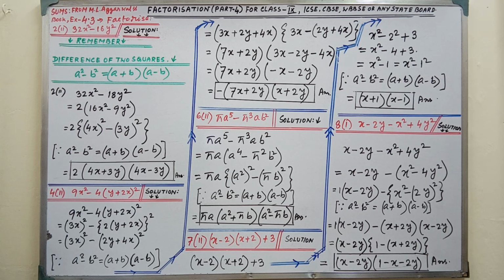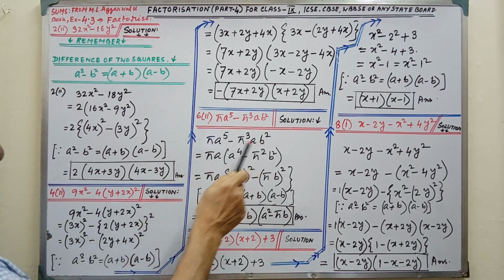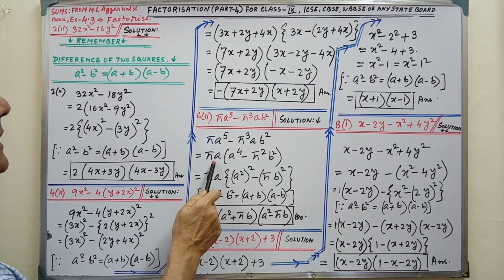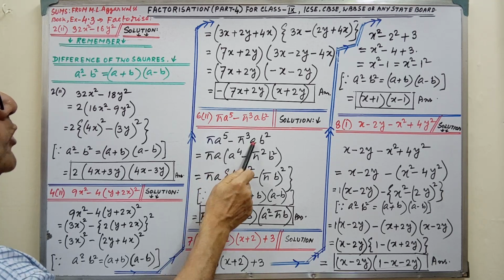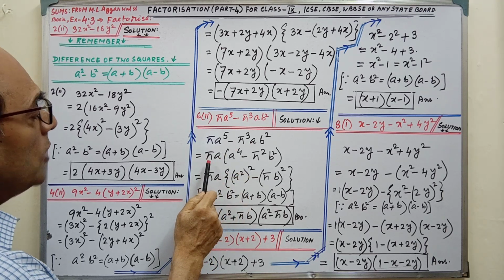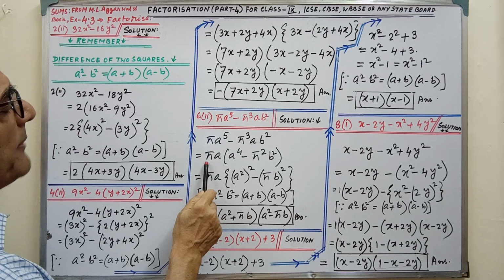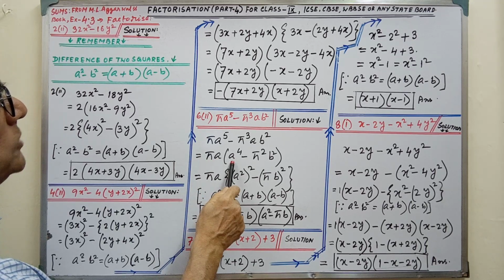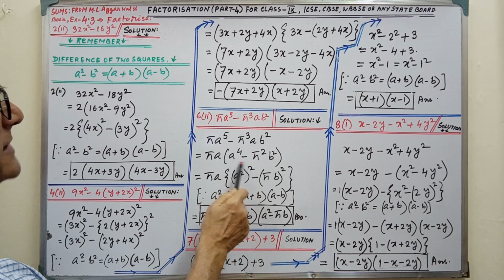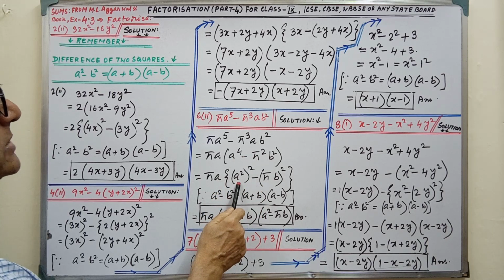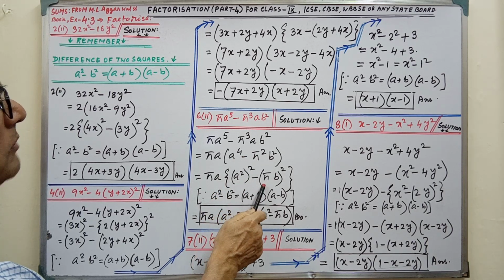Next, sum number 6, part 2. After writing the sum, we have to think what will be common. Here pi a is in both terms. After taking the common pi a, we are getting this. This is not exactly in the frame of the formula, which is why you have to make it into the form.